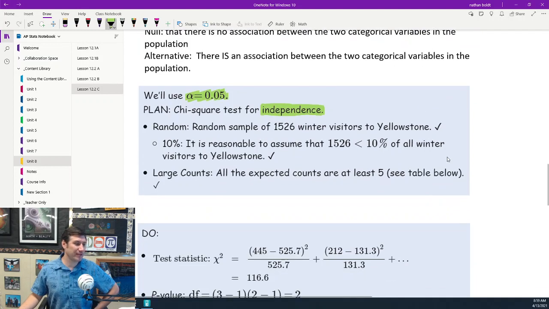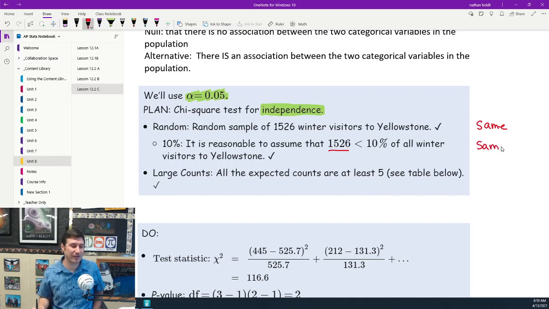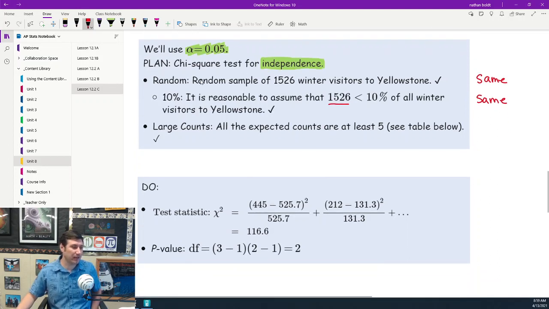All right, independence. Are these two variables independent of one another? And so most of this all looks the same, doesn't it? Random sample of 1,526 Yellowstone visitors. All right, the random, same as always. 10% condition, it's not an experiment, so we are assuming that 1,526 is less than 10% of the population, which is winter visitors. Same as always, right? No difference there. And large counts, all the expected counts are at least 5.